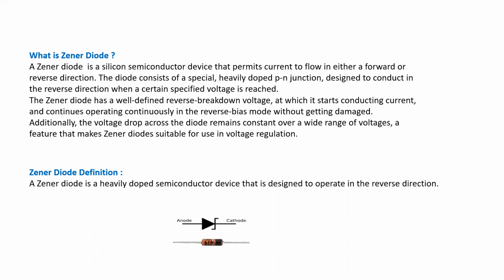That means we get a constant output, but this happens only in reverse bias conditions. Now, in short, the Zener diode is a heavily doped semiconductor device that is designed to operate in the reverse direction. This is the symbol of Zener diode, which has two terminals, anode and cathode.